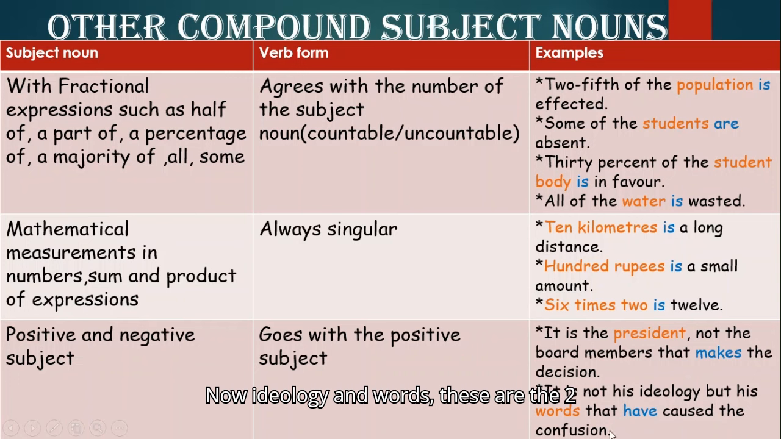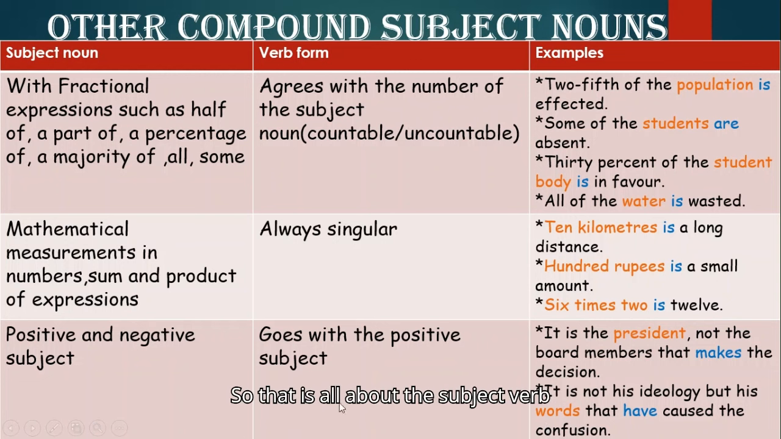Now, ideology and words, these are the two subject nouns that may have caused confusion. But which one has caused confusion? Those are the words. So hence, it is not his ideology. It is not the ideology that has caused confusion, but his words. So that is why, since words are plural, we take "have," the plural verb form is used here. So it is not his ideology, but his words that have caused the confusion.